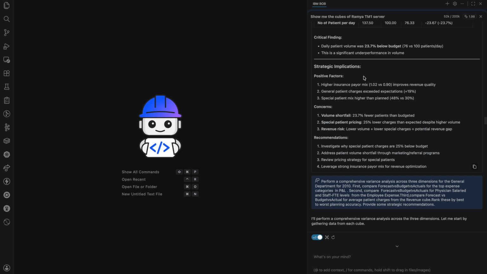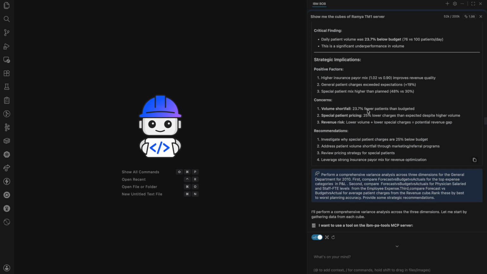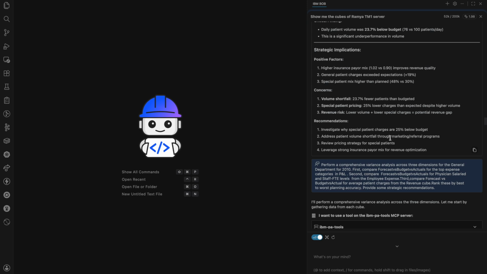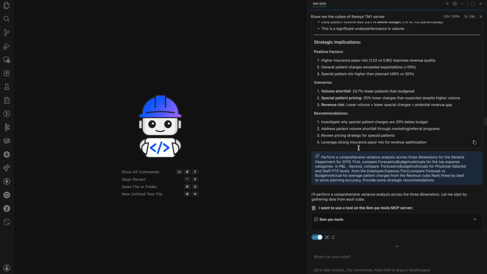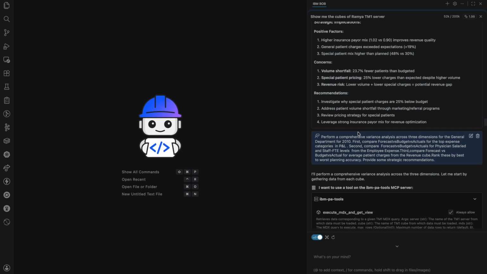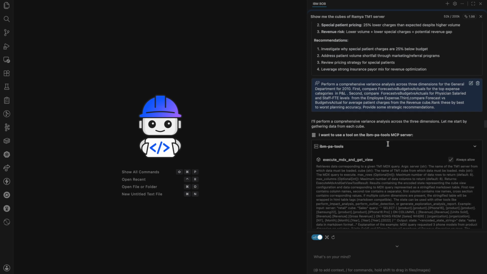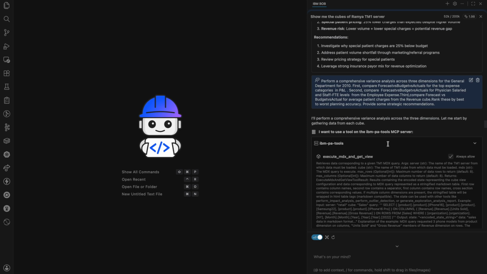Bob also gives the strategic implications, listing the positive factor of the higher insurance payer mix, the concern of the volume shortfall, and recommendations on what needs to be investigated and how the pricing strategy needs to be reviewed for special patients, considering that the cost for special patients is lower than for general patients.